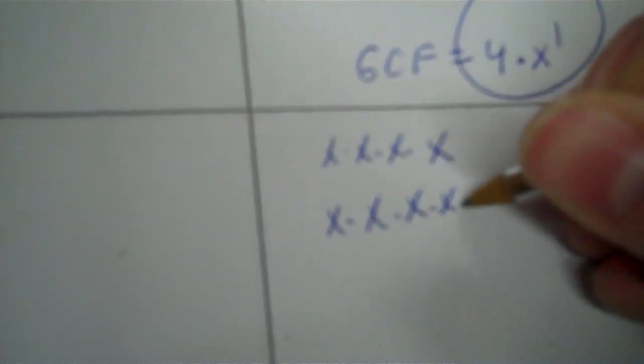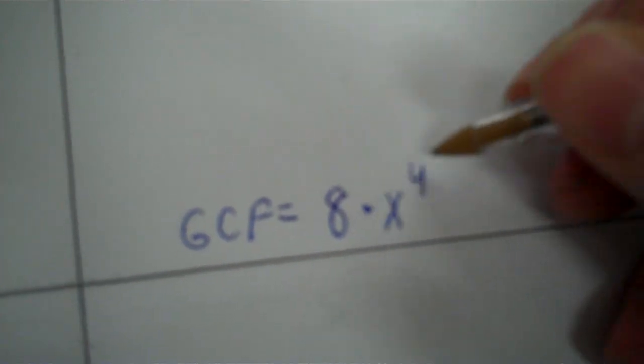So x to the 4th and x to the 5th. x to the 4th is x times x times x times x. X to the 5th is x times x times x times x times x. So you circle up and down in pairs. There's 1 pair, 2 pairs, 3 pairs, 4 pairs. So there's 4 pairs. So 8 times x to the 4th.